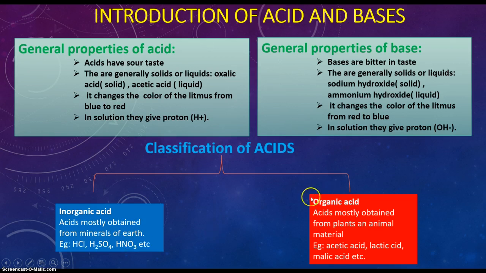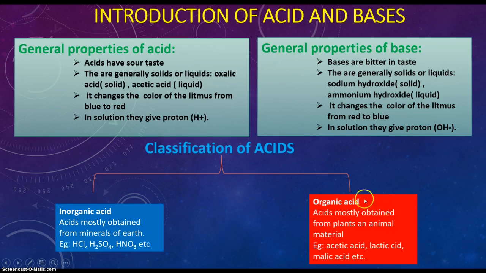Whereas organic acids are those acids which are obtained from plants and animal materials, like acetic acid, lactic acid, malic acid. These are all organic acids. Another important property of organic acid is that it always contains a carbon atom. In case of inorganic acid, you would never find a carbon atom in the formula. As you can see, HCl, H2SO4, HNO3 do not contain any carbon atom.